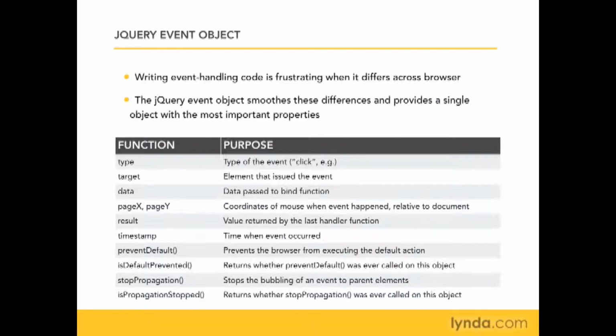There's a couple of functions that you might want to use as well. The preventDefault function prevents the browser from executing whatever the default action for the event is. So this essentially stops the event from causing whatever the browser would normally do with it, for example, following a link. The isDefaultPrevented function will return whether the preventDefault function was ever called on this event object. So to see if it was ever prevented, you can check this function.